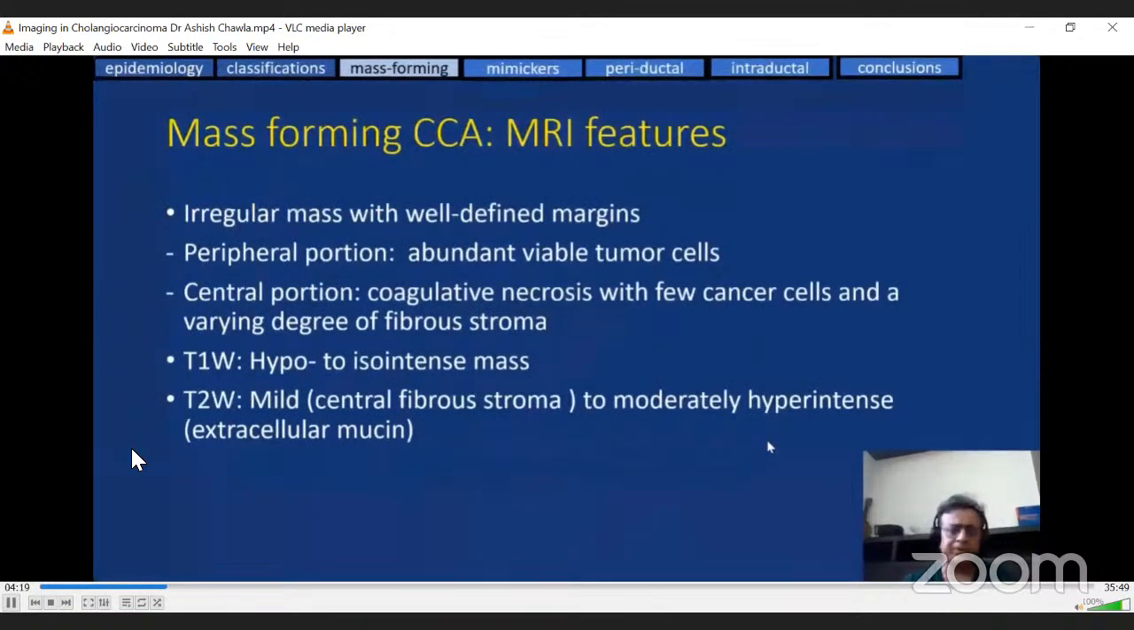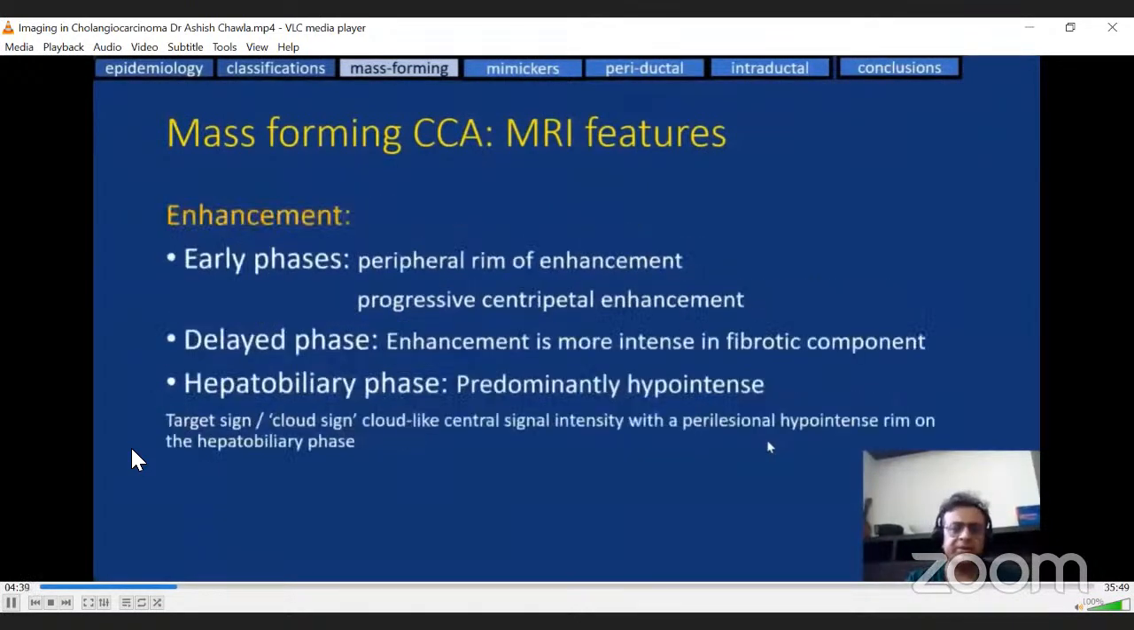The mass-forming cholangiocarcinoma is usually an irregular, lobular mass with well-defined margin. In the periphery of the tumor, there are abundant tumor cells. In the central area, there are necrosis, fibrosis, and mucin. Hypointense on T1 and heterogeneously bright on T2 weighted image.